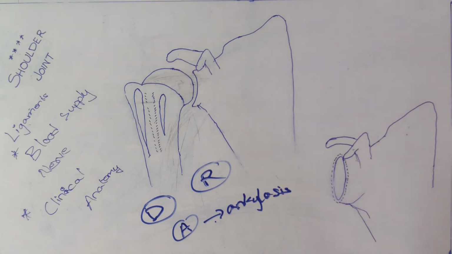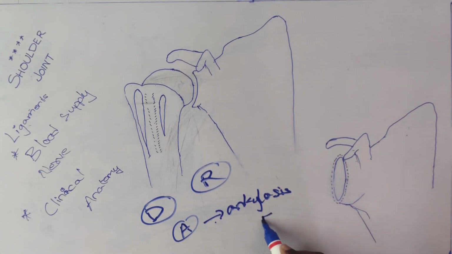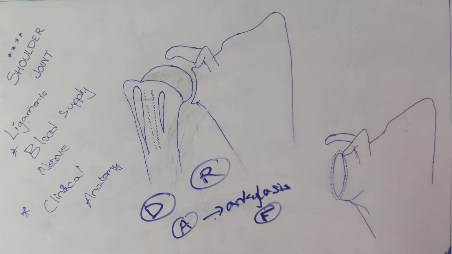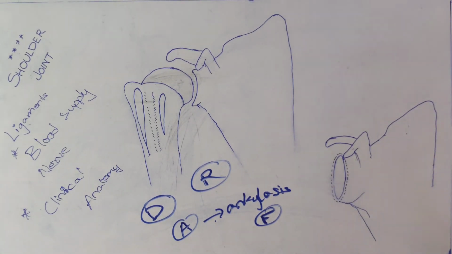Next, frozen shoulder. The next important clinical anatomy is frozen shoulder. Frozen shoulder means restricted movement. All the movements are restricted, allowed only for certain little angles. It is common at the age of 40 to 60 years. If frozen shoulder occurs, it takes 2 years to cure completely. This is all about clinical anatomy.